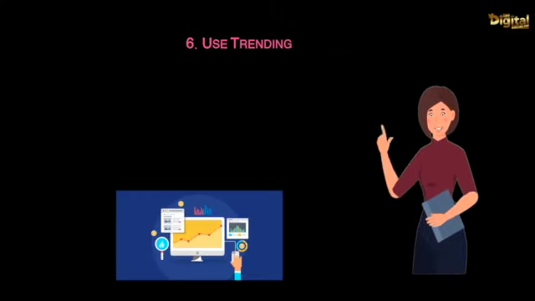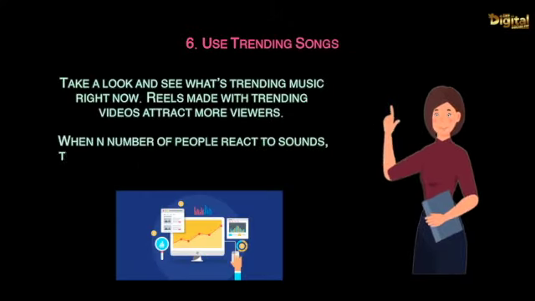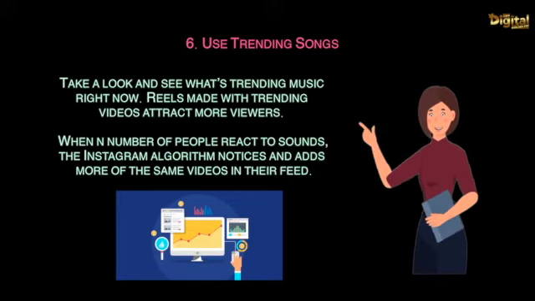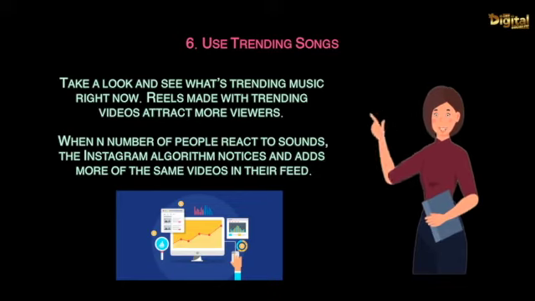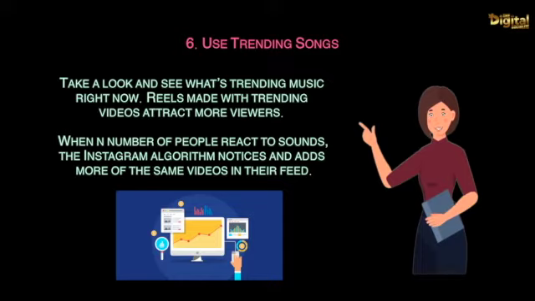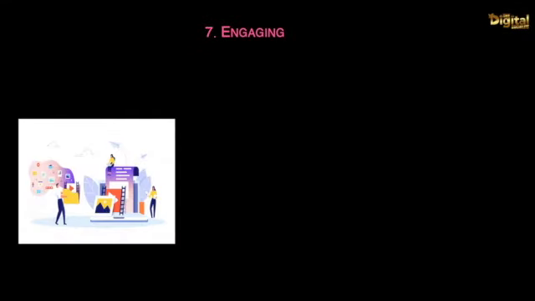6. Use trending songs. Take a look and see what's trending music right now. Reels made with trending sounds attract more viewers. When a number of people react to sounds, the Instagram algorithm notices and adds more of the same videos in their feed.